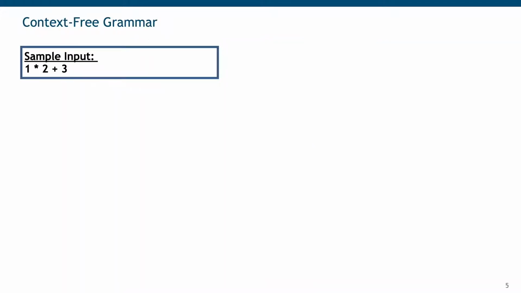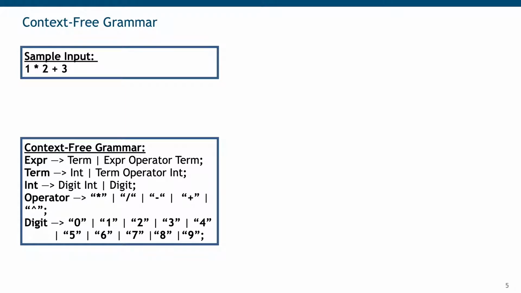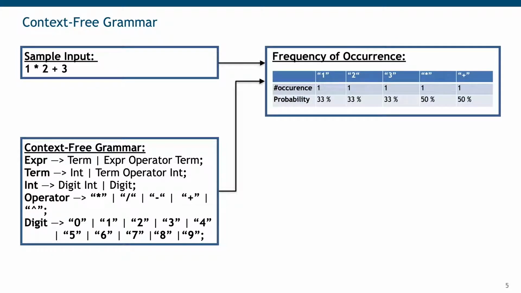To achieve this, we employ context-free grammars. Consider a sample arithmetic expression such as 1 multiplied by 2 plus 3, and a context-free grammar that defines the rules and the expected input elements that are allowed in an arithmetic expression. What we do is then actually parse this sample input to learn the frequency of occurrence.